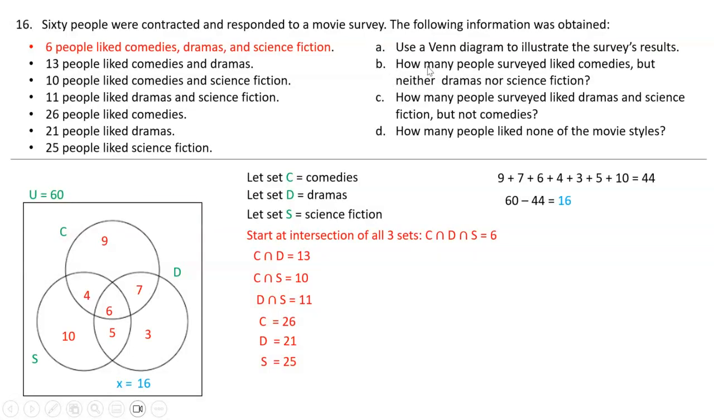Now the answer for the B part. It says, how many people surveyed like comedies, but neither dramas nor science fiction? Which means we have to go to comedies. This is all the comedies here. They like comedies, but not dramas nor science fiction. So it's going to be just these, not these right here, not those. So the answer will be 9.